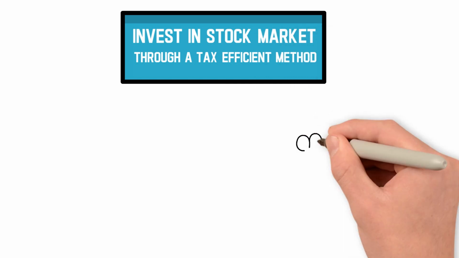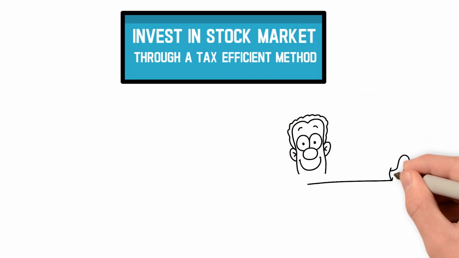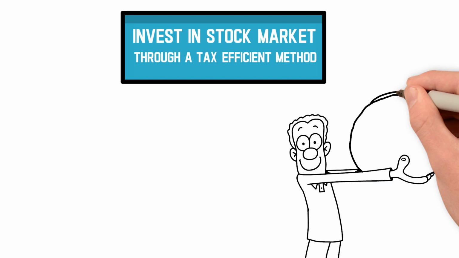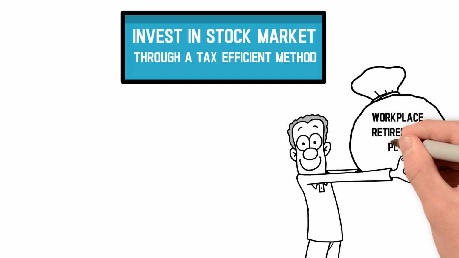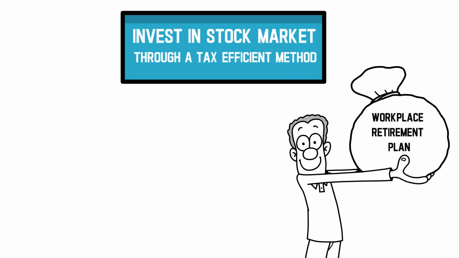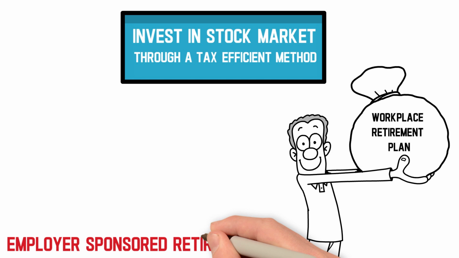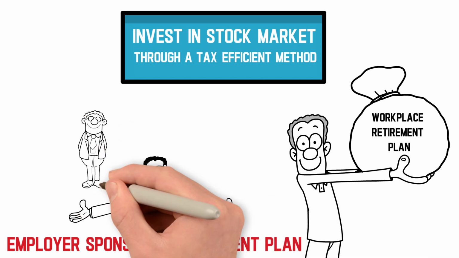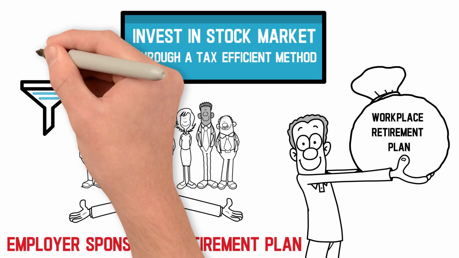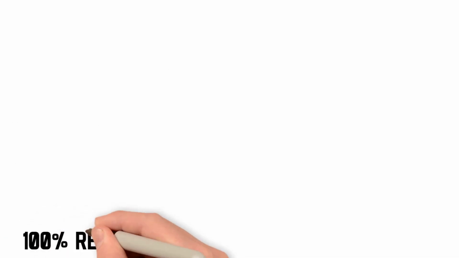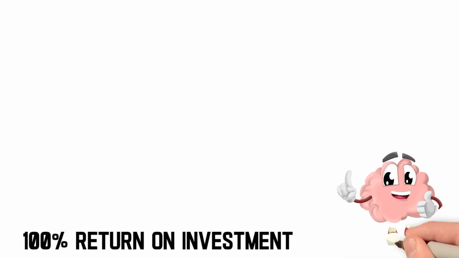Another way you can increase your net worth quickly is to invest in the stock market, but do so through a tax-efficient method. For example, the fastest way you could increase your net worth, gaining 100% return, is to invest as much of your salary as possible through your workplace retirement plan. For anyone who works for an employer, you likely have an employer-sponsored retirement plan. This means that for every dollar you put into this account, your employer will match it up to a certain amount. If you are not taking advantage of this, you should be. This is 100% return on investment right away.